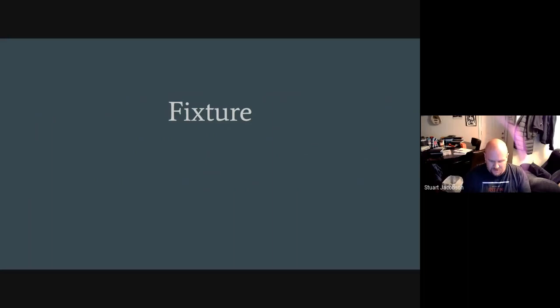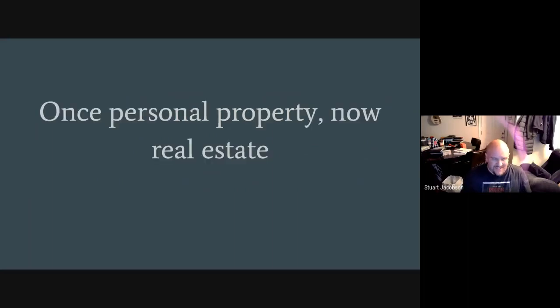Fixture. This is once personal property, now real estate. I told you I was going to go over the legal test for a fixture, the litmus test for what makes this item that was personal property now real property or real estate or realty, all synonyms of one another.